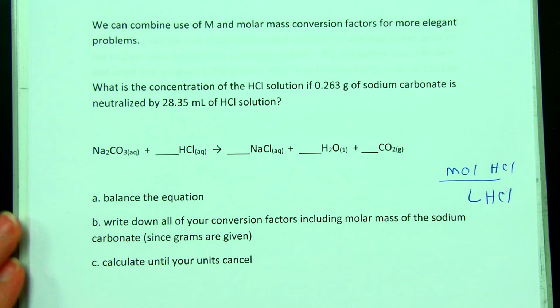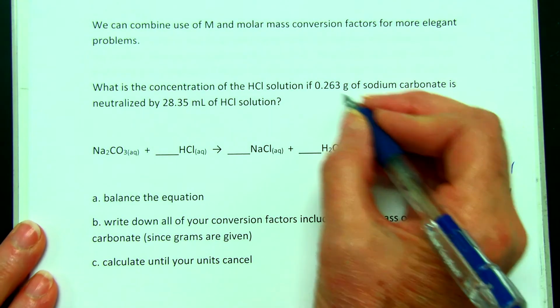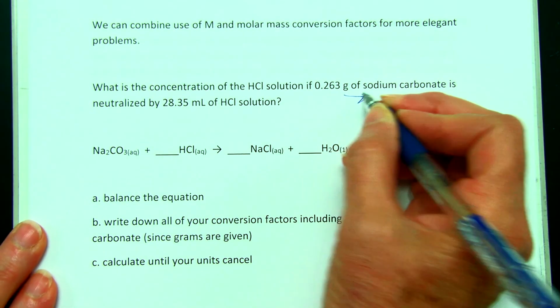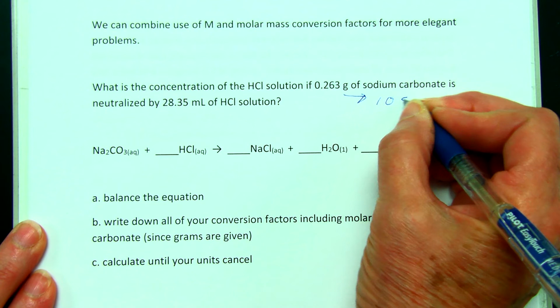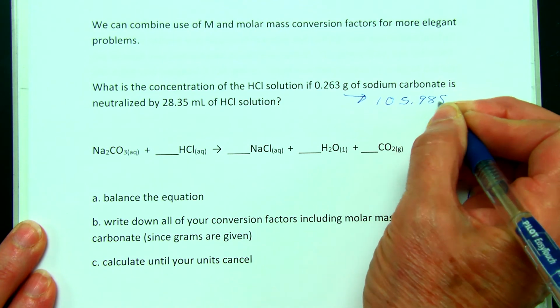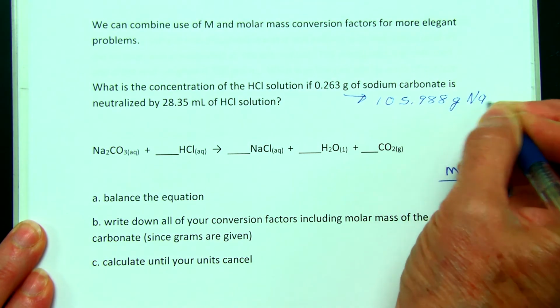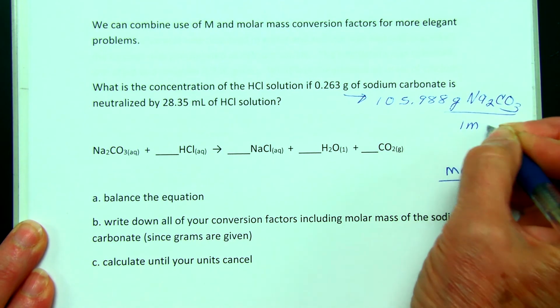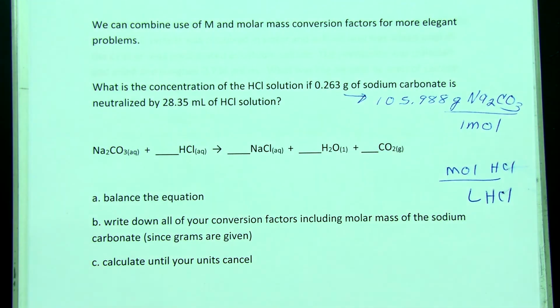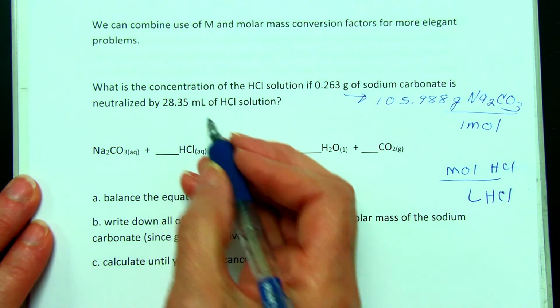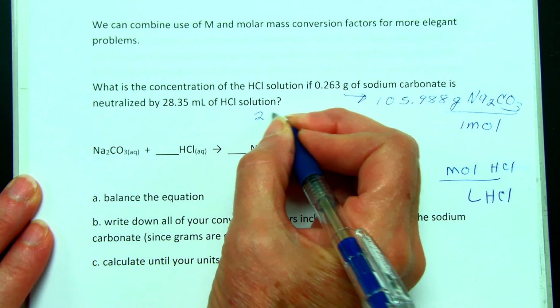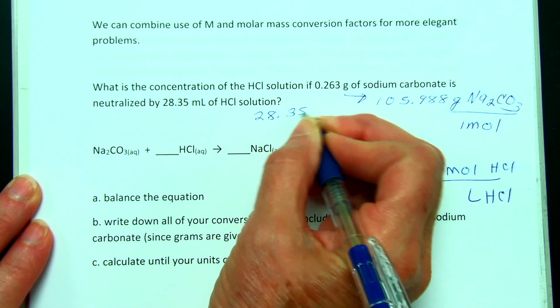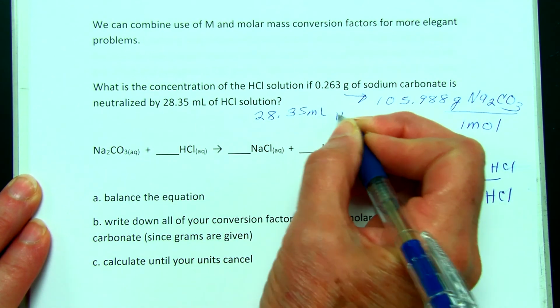Well, anytime we see grams, it's a clue to us to go look up the molar mass. So 105.988 grams of sodium carbonate per mole. Anytime you see grams, just go do this. And then it'll earn you half a point on the test if you don't know what to do after that. At least you calculated the molar mass. And we know that we have 28.35 milliliters of HCl.